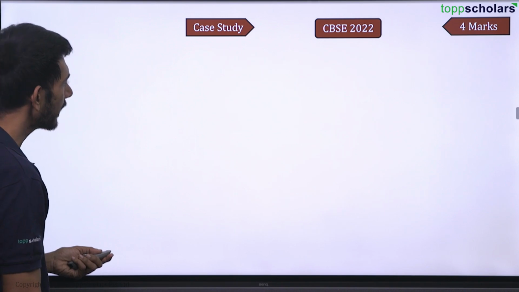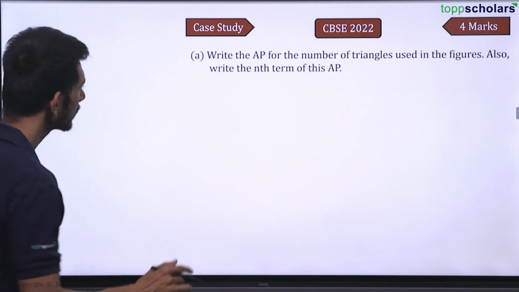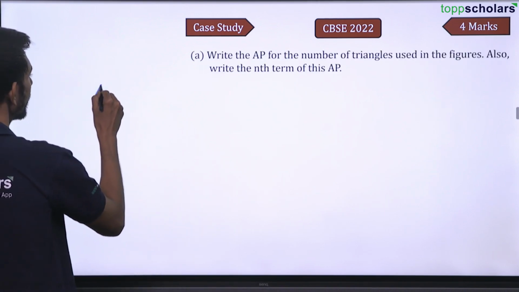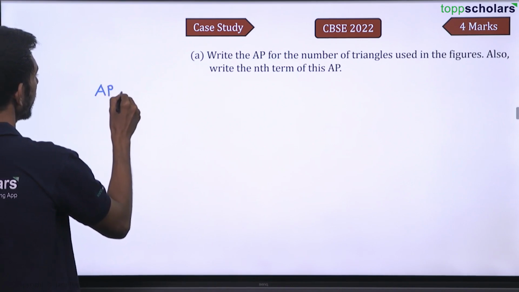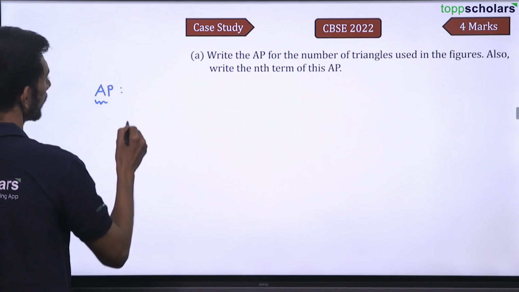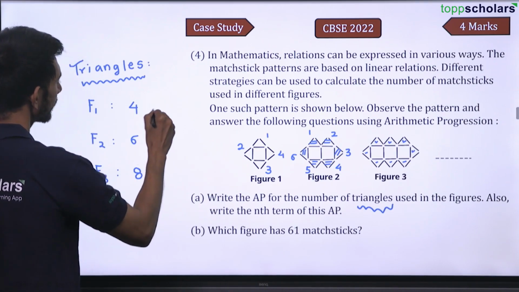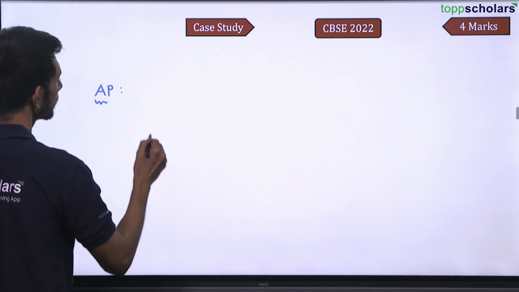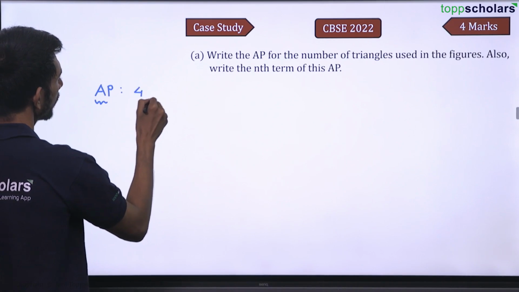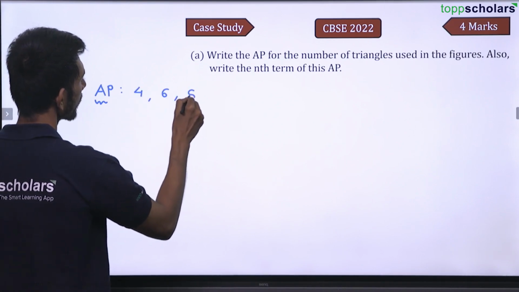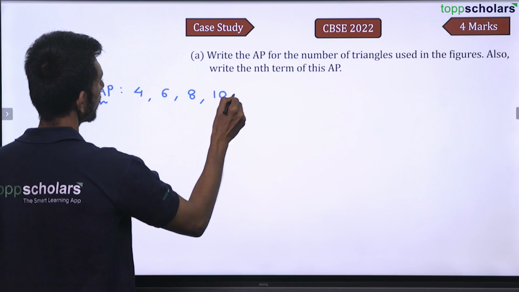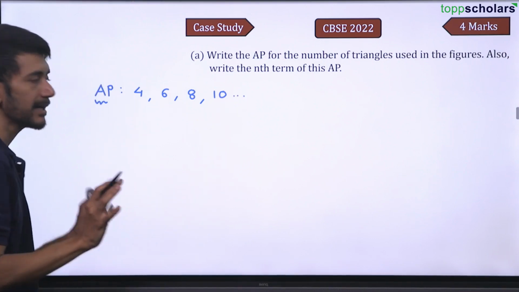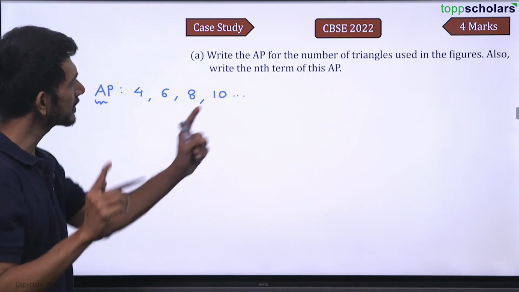So for the first part, let me talk about the first part. What will be the AP? Can I say the AP would be, firstly we started with 4 triangles, then 6 triangles, then 8 triangles. So AP is going to be 4, 6, 8, 10 and so on. This is the AP, right? Half of the part is done.